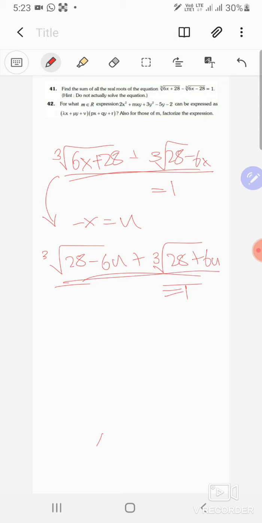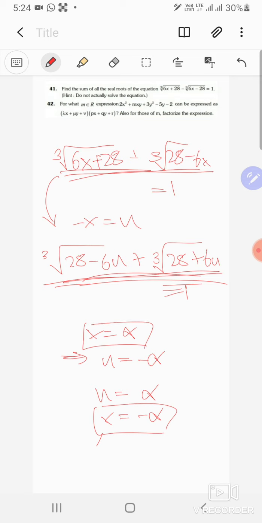Suppose you got some root of this equation as alpha. So you have x equals alpha. That will give me u equals negative alpha. But you will also have that as a root of this equation because these two equations are identical, which means you also have u equals alpha, or x equals negative alpha, as a root. So if x equals alpha is a root, x equals negative alpha is also a root, which pretty much means the sum of the roots has to be 0. And what about the number 0, which does not have an additive inverse? Well, it's just 0 itself, so no problem.